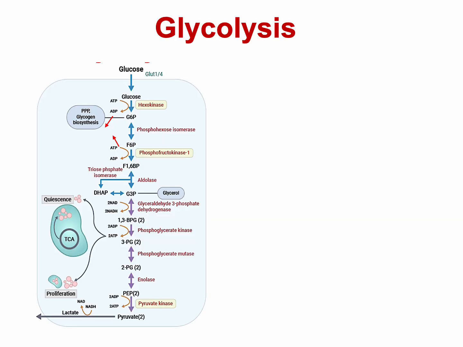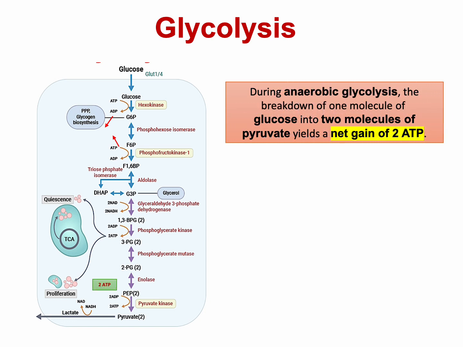So let's return to the glycolysis pathway, where glucose is broken down in the cytosol to form pyruvate, producing ATP as a source of cellular energy. During anaerobic glycolysis, the breakdown of one molecule of glucose into two molecules of pyruvate yields a net gain of 2 ATPs.